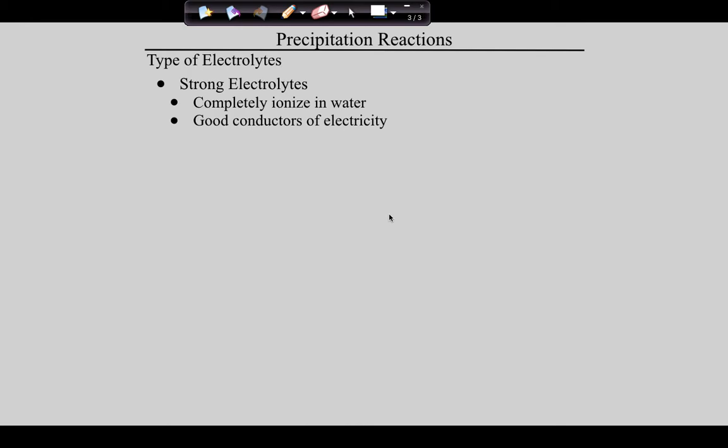Now, if we've got strong electrolytes, not surprisingly, we also have weak electrolytes. So guys, if strong means complete, what does weak mean? Incomplete. So guys, these things only partially ionize in water. I'll give you examples in a minute, and I'll show you a video in just a second. But guys, let's talk about an example. Let's talk about HF. Guys, HF is hydrofluoric acid.